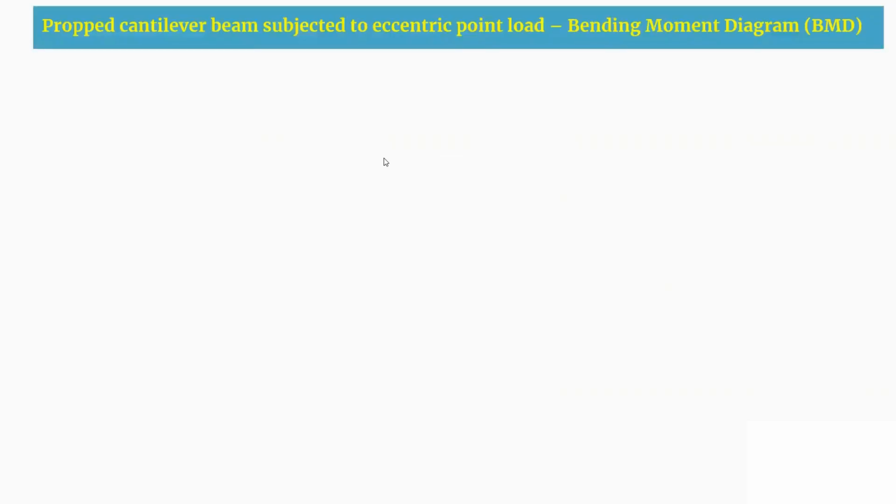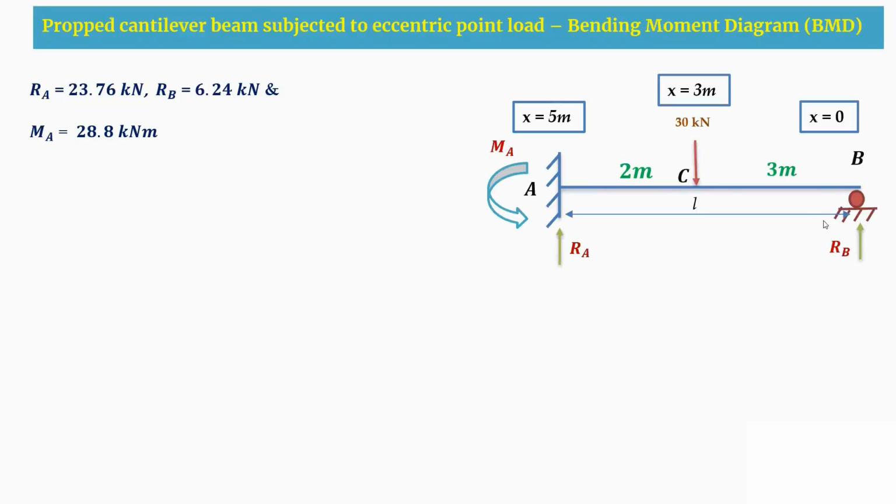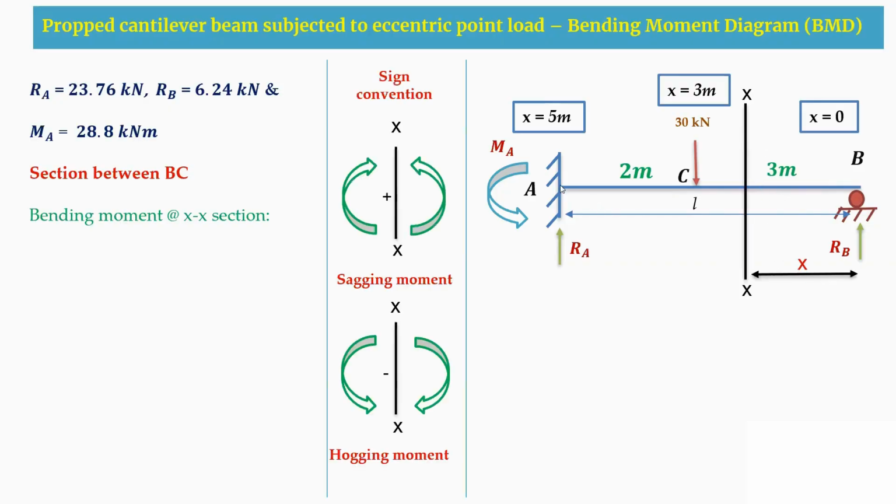And next, coming to the bending moment diagram. Same, I'm going to write the reactions first here. And the moment here is a negative moment, I mean, a hogging moment we are writing. Coming to this problem, when I take a section between BC first, this is the sign convention. When the arrows are heading towards the section upward, it is a sagging moment, that is a positive moment. When the arrows are heading downwards, that means the moment is a negative moment, a hogging moment.